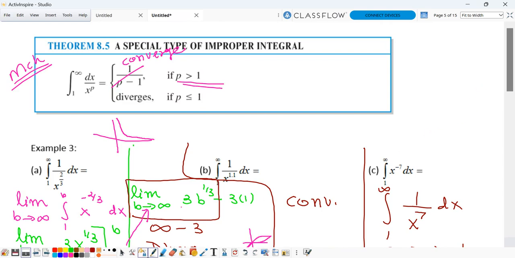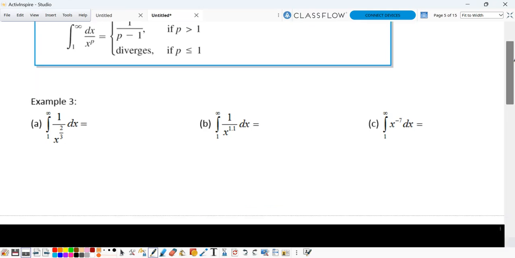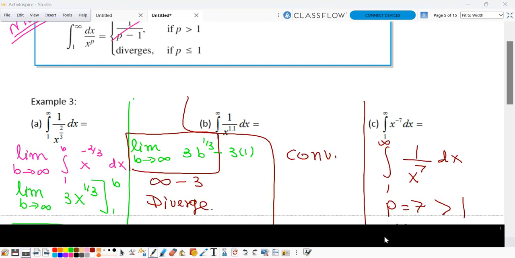So let's take a look at these two examples here. Without doing all the work, what do you think of this? Will it converge or diverge? 1.1 is greater than 1, so this will converge. And x to the negative 7, which you will have to rewrite as 1 over x to the 7, you can see it fits the pattern here. P is greater than 1, it will converge. 7 is greater than 1, it will converge.